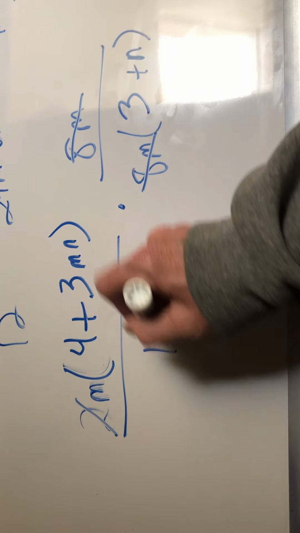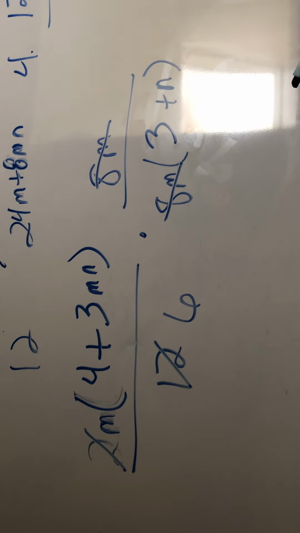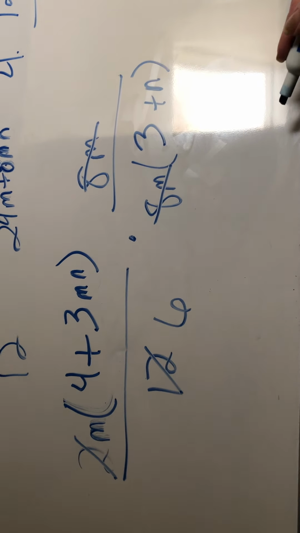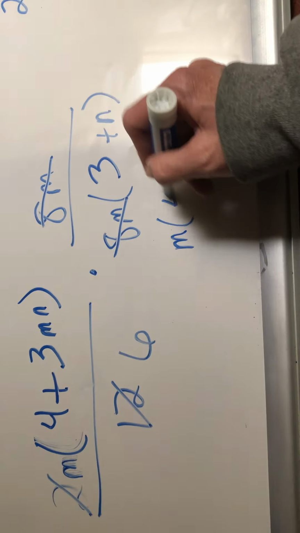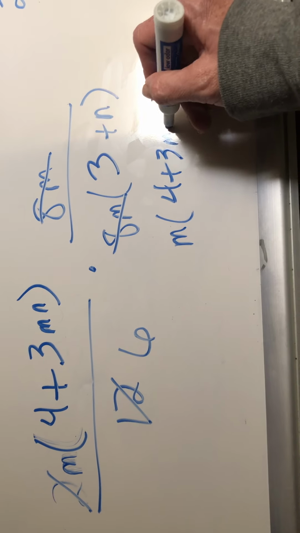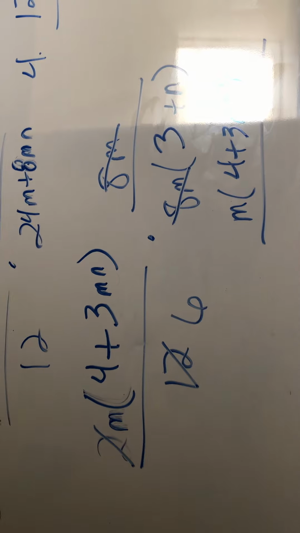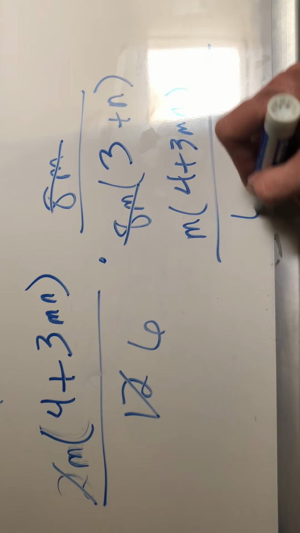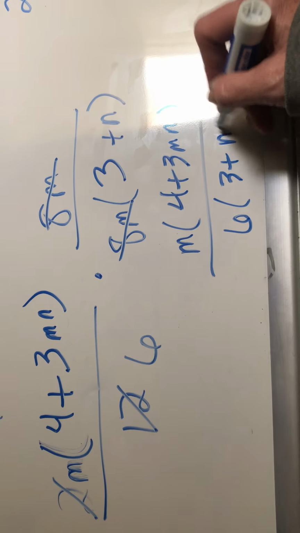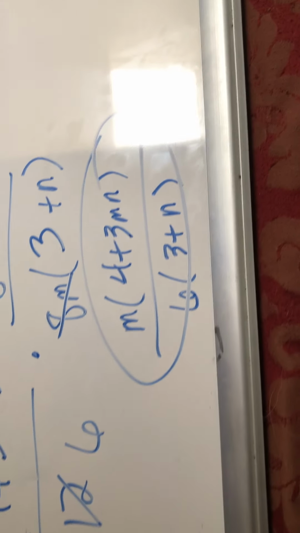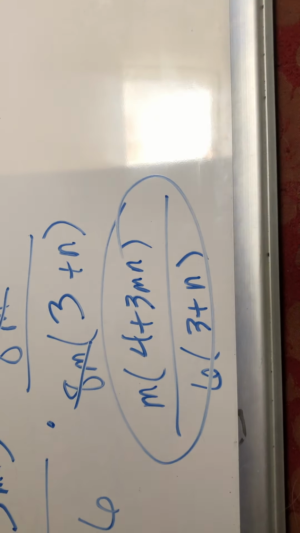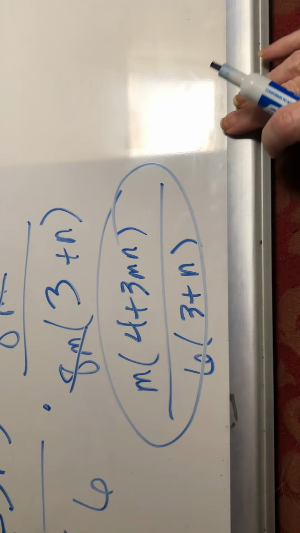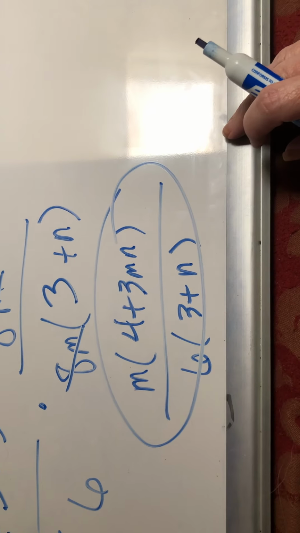Next, 2 goes into 12 and leaves a 6. That's all we can do. So on the top, we're left with m times 4 plus 3mn over 6 times 3 plus n. And that's why I wanted to do that one, because that one was weird. It left a whole lot more than we were used to. And again, leave it distributed. Don't multiply through. So that's the way you do D.